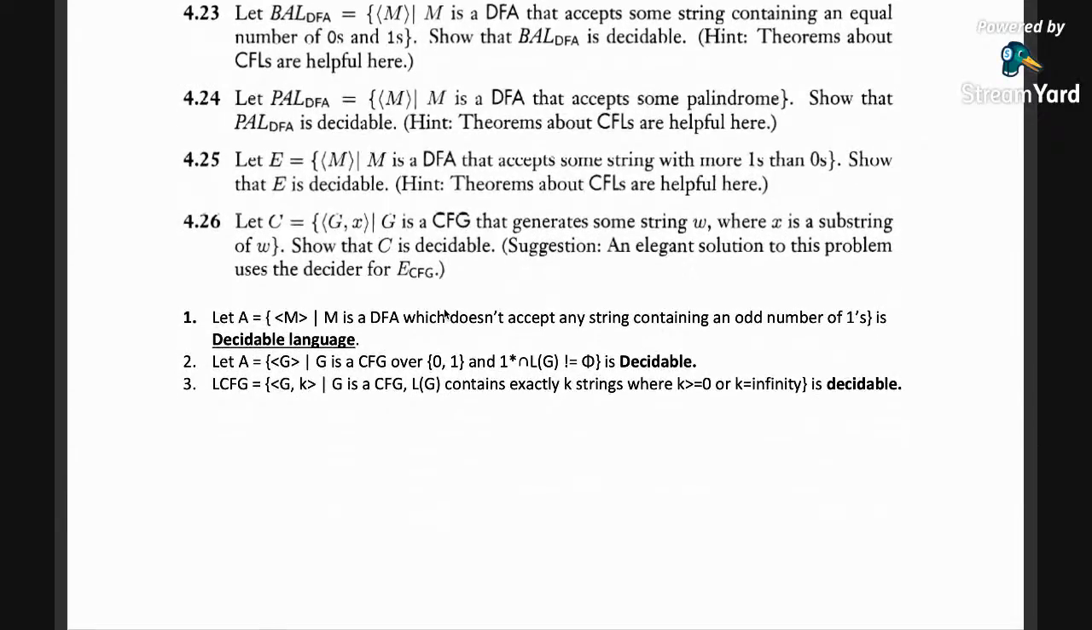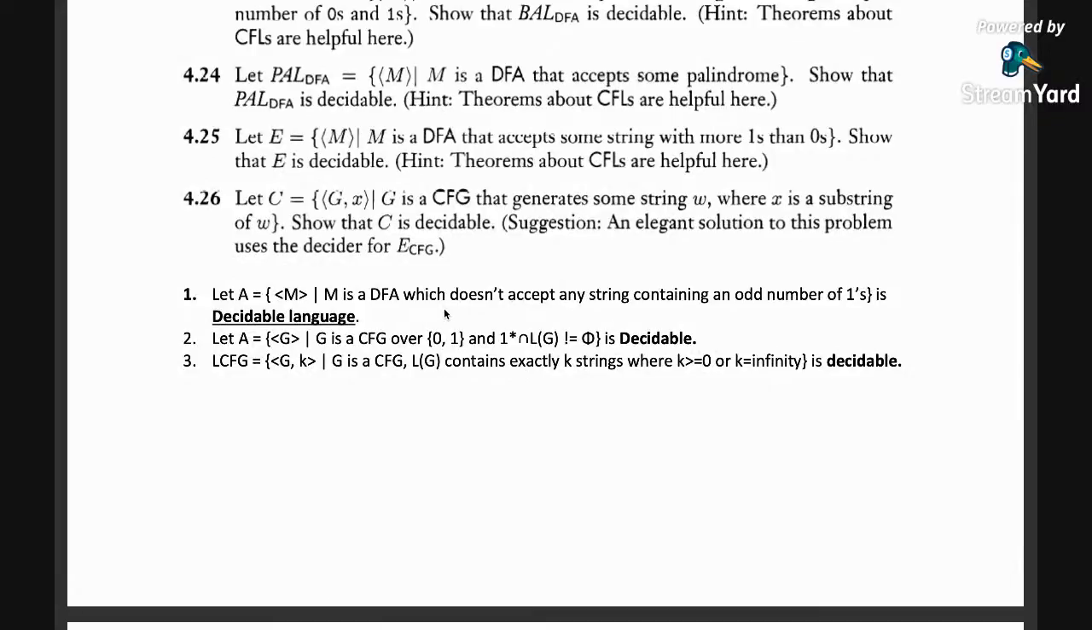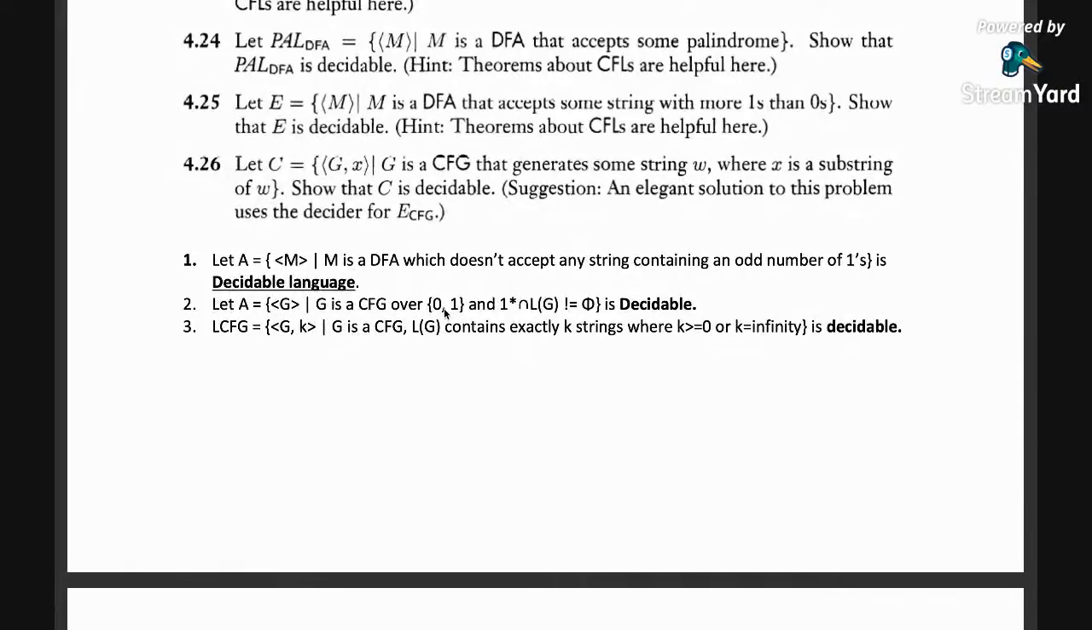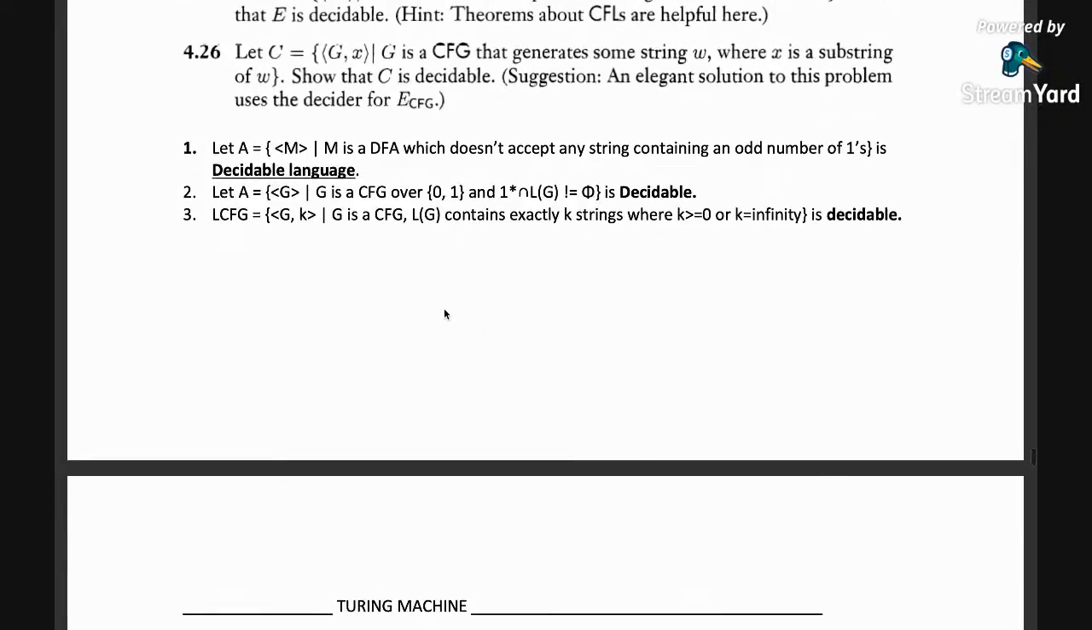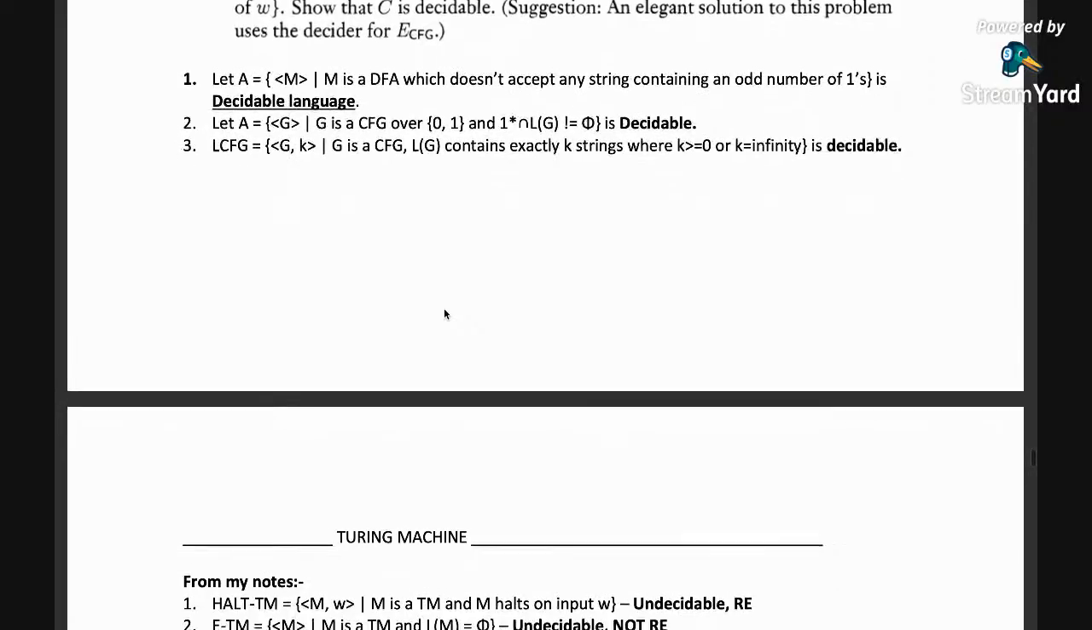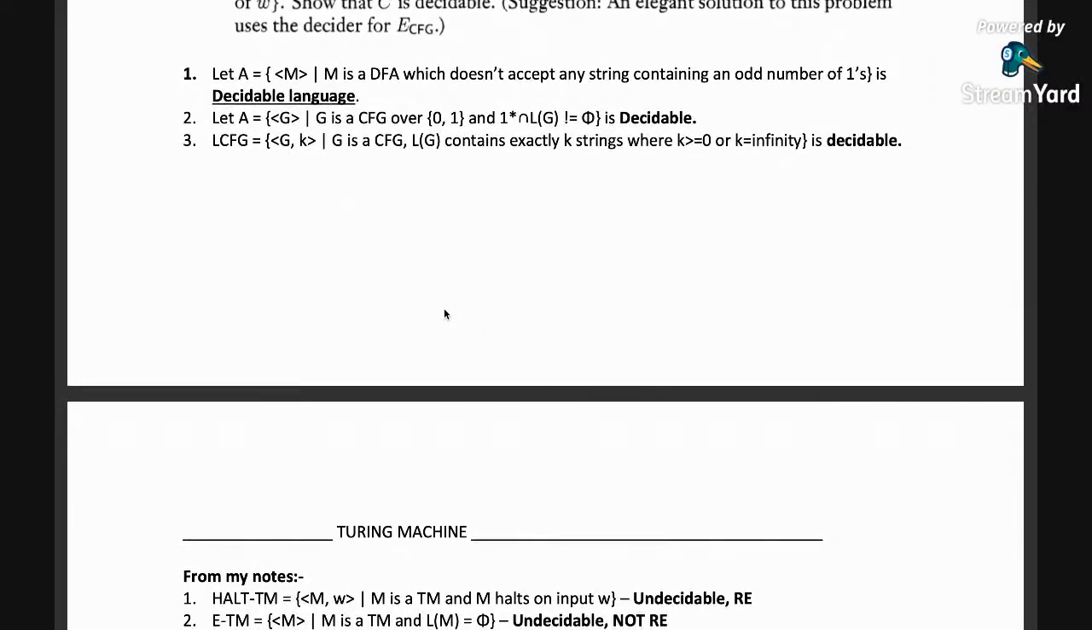Let E equal the set of M where M is a DFA that accepts some strings with more ones than zeros. Show that E is decidable. M is a DFA which does not accept any string containing an odd number of ones. This is a decidable language. G is a context-free grammar over 0, 1, and the language of G is not equal to phi is decidable. Contains exactly k strings where k is greater than or equal to 0, or k equals infinity, is decidable.